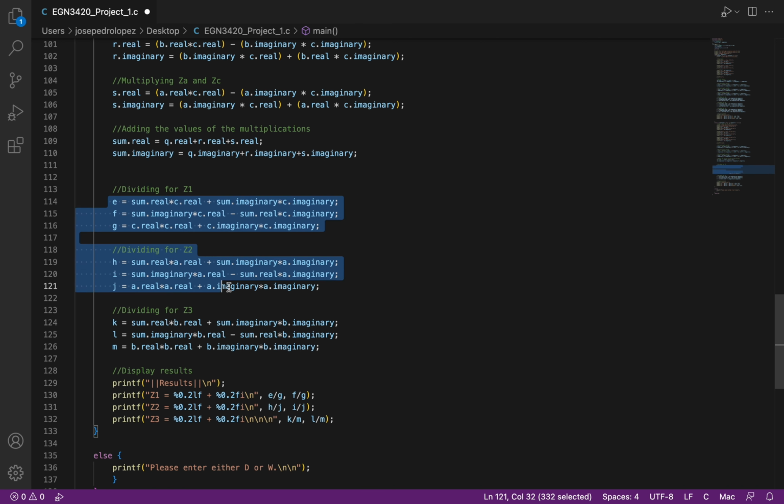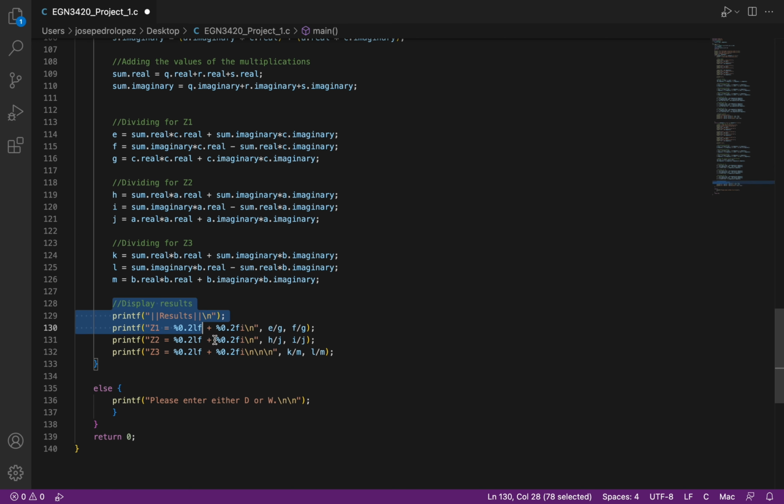Right here, it will be the same way for the division part as for Delta-Wye. E, H, and K will be the real part of the quotient. F, I, and L will be the imaginary part of the quotient. G, J, and M is the denominator of the quotient. I will display the answer the same way as I did for the first part, where I will have Z1 equal to the first part, which is E divided by G. F and G will be the imaginary part, and same thing for Z2 and Z3.